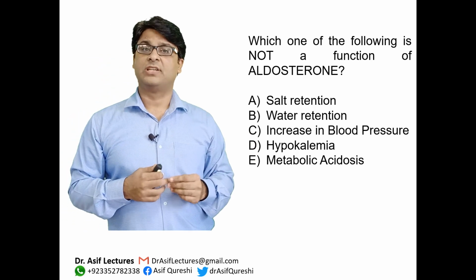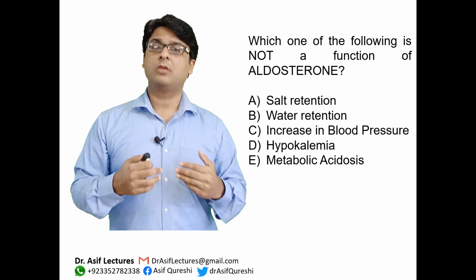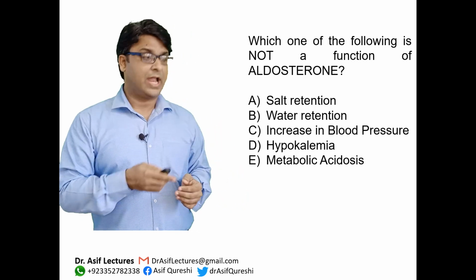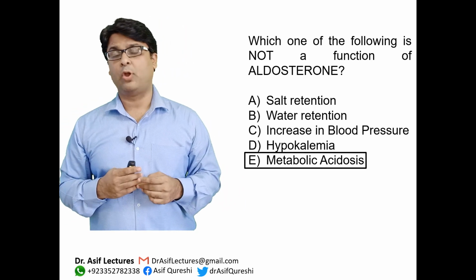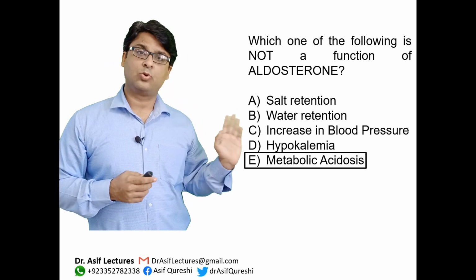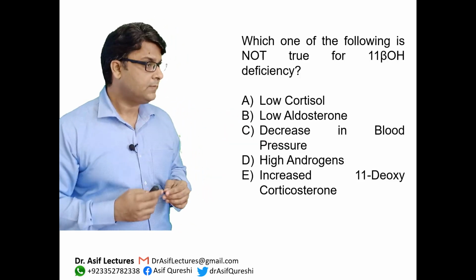This is not something which it causes. Actually, aldosterone causes metabolic alkalosis. Increase in aldosterone causes metabolic alkalosis. So it's a metabolic alkalotic kind of hormone, okay? So that is the right answer. This is not the function. Metabolic acidosis is not the function of aldosterone, okay? I hope this question is very much clear to all of you. Let us now move on to the next question.